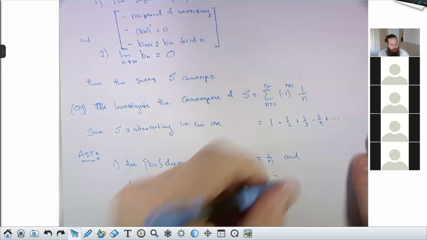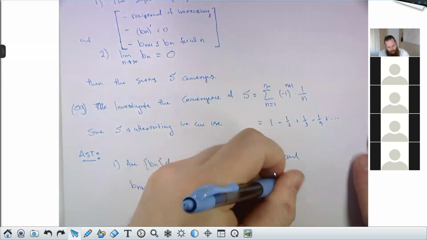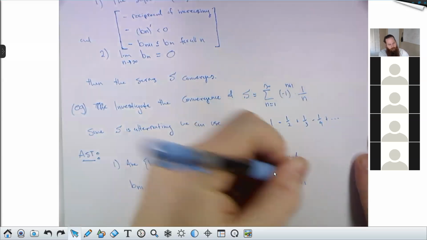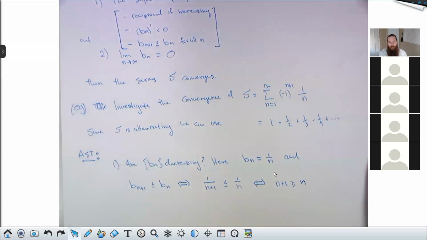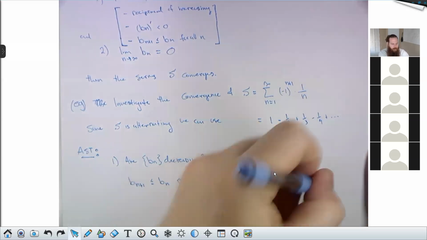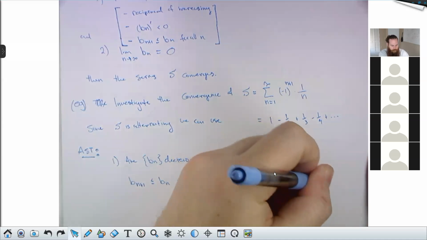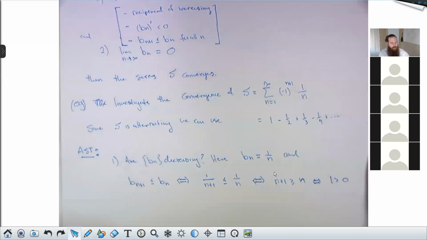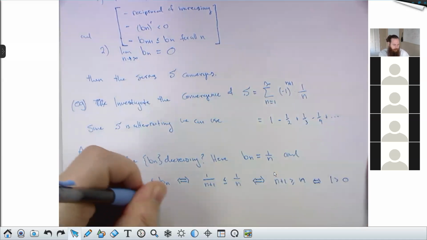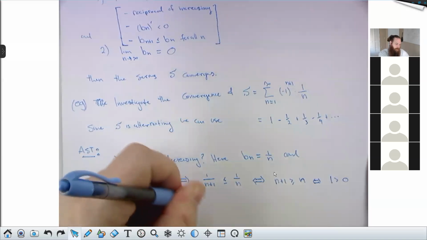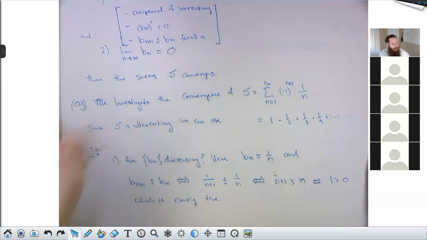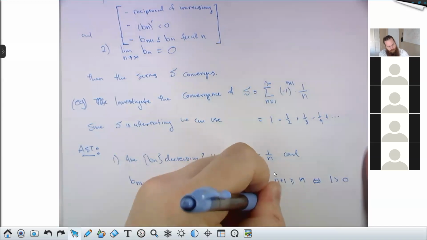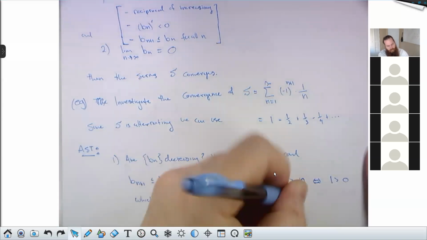Well, let's take reciprocals on both sides. When you take reciprocals on both sides of an inequality, that flips the inequality over. So we get n plus 1 is greater than or equal to n. And this is certainly true. If you subtract n from both sides, this is equivalent to saying 1 is greater than 0, which is clearly true. So yes, the sequence Bn here is decreasing.